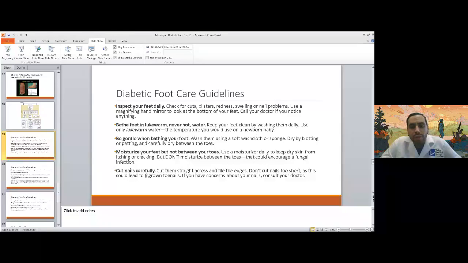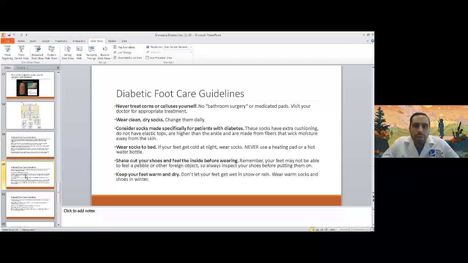All right, you also want to cut your nails carefully. It's always good to see a podiatrist. They can cut them for you if you're having a tough time. Obviously, if you have diabetes and you have neuropathy, if you cut yourself, you're not going to be aware of it. So really, you don't want to be cutting them yourself. If you are going to do it by yourself, definitely don't cut them too short. That can lead to an ingrown toenail. You want to cut them straight across. Don't cut in the corners, because that can lead to an ingrown toenail as well.